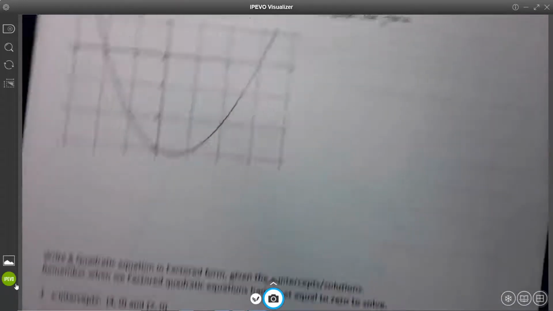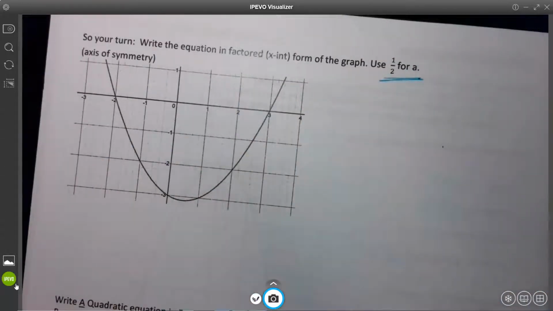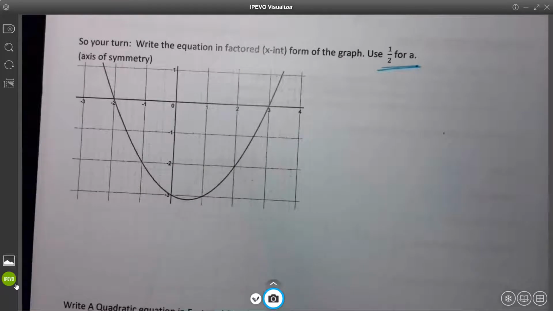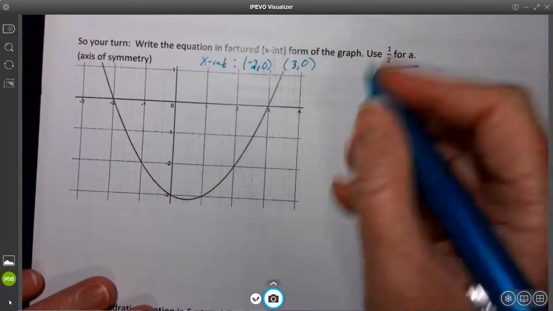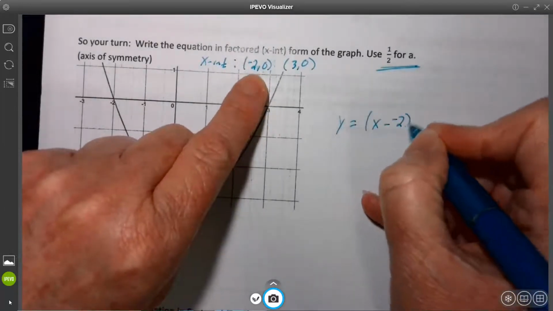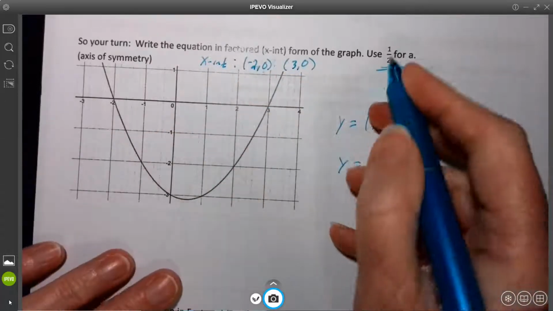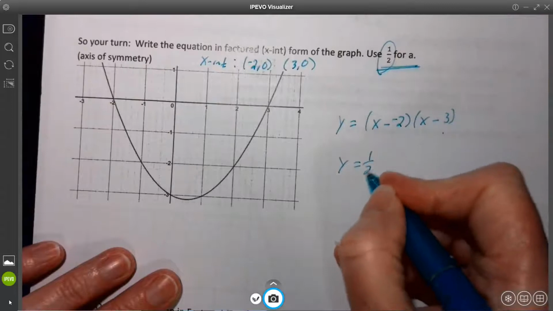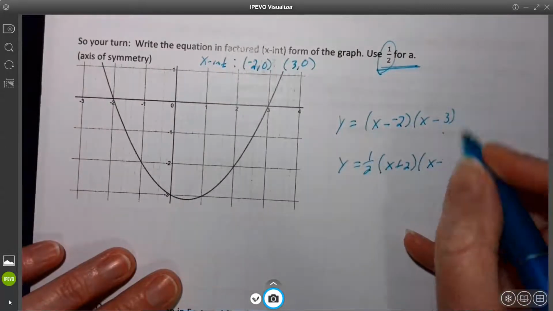Now, you're going to write the equation. But you're going to use that 1/2 is a. Pause your video right now and write that equation in factored form. Go. So your x-intercepts are (-2, 0) and (3, 0). So y is equal to x minus one of mine, -2, times x minus the other one. So for our final, we have to put in 1/2. So 1/2 times (x plus 2)(x minus 3).